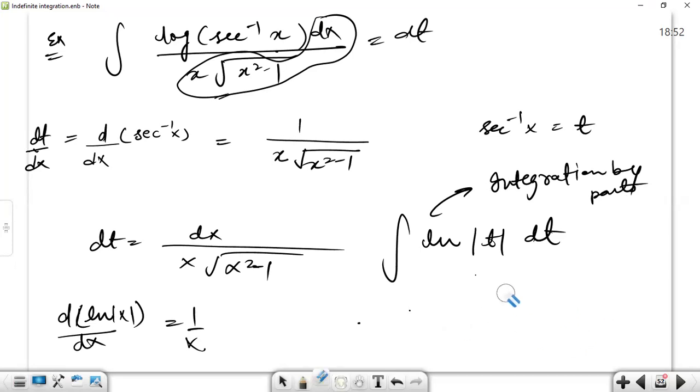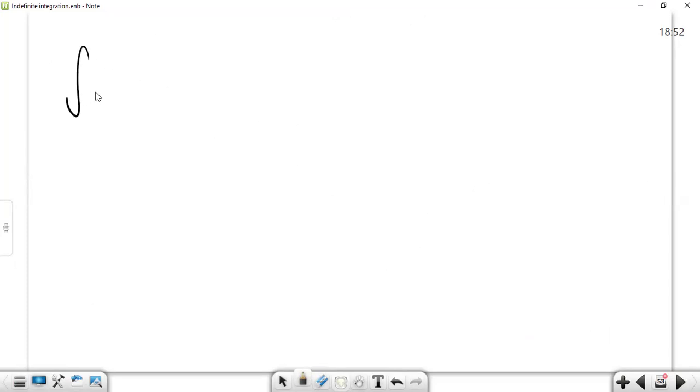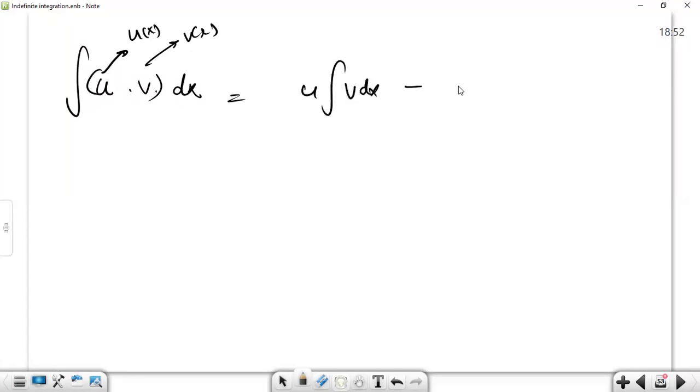So logarithm of t. The integration by parts formula says that whenever we have functions u and v getting multiplied and we have to integrate the product, and these two functions are dependent on x, that u is a function of x and v is also a function of x, we'll solve them using this formula: u times the integration of v, minus the integral of the derivative of u times the integration of v, with dx.